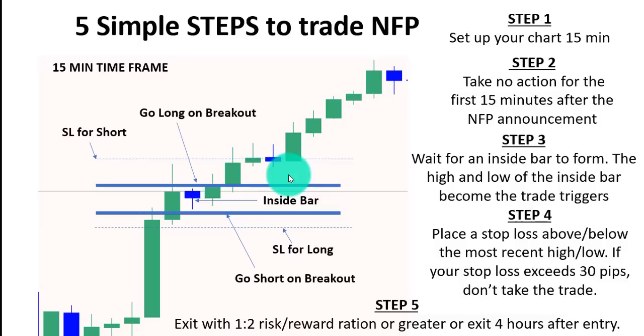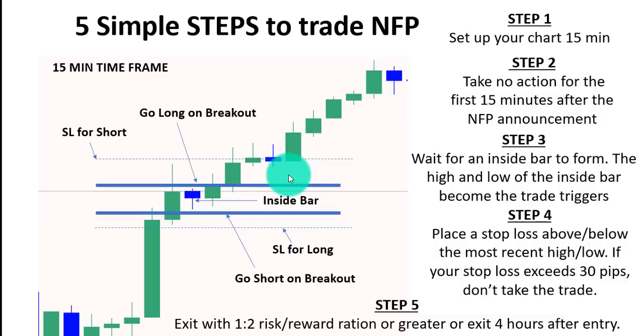Okay, last step, how do you exit with a profit? So exit with at least a 1 to 2 risk reward ratio. You can have 1 to 3, 1 to 4, 1 to 6, or even better. Or you can exit your trade after 4 hours. Okay, after you've entered, after 4 hours, you can come out of your trade. Okay, now we've seen the 5 simple steps to trade the non-farm payroll, or you can use it to trade any other big news event.